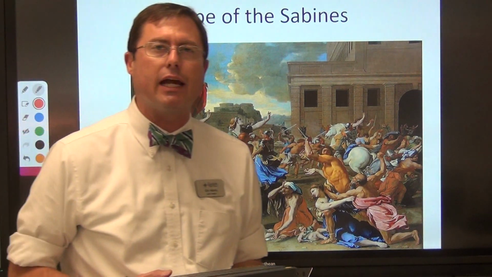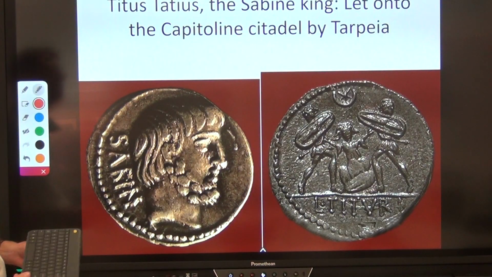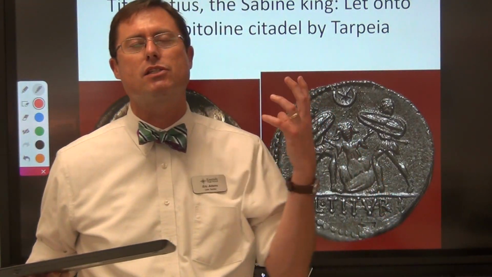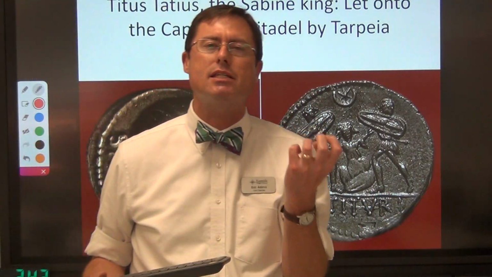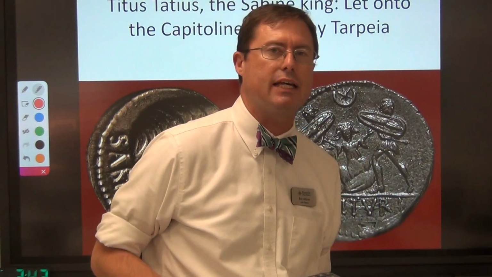Romulus is going to be the leader and the king of the Romans, and the Sabines are going to be led by Titus Tatius, their king. They are wanting to get onto the Capitoline. The Capitoline is the first and most important hill. It is the citadel that you would defend the whole city of Rome from. They are trying to get onto that hill.